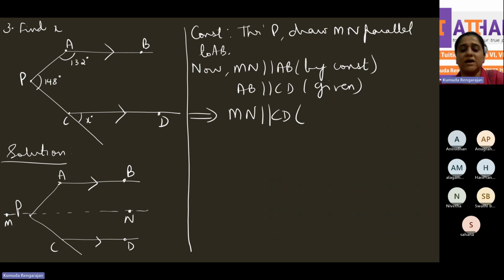Hari, complete the theorem. Two lines parallel to the same line are parallel to one another. Okay. Yeah, two lines parallel to... no, the same. No. One minute, one minute.